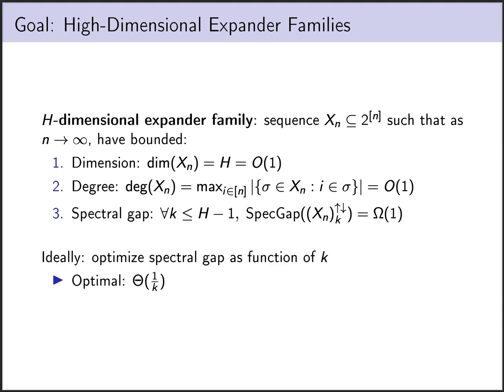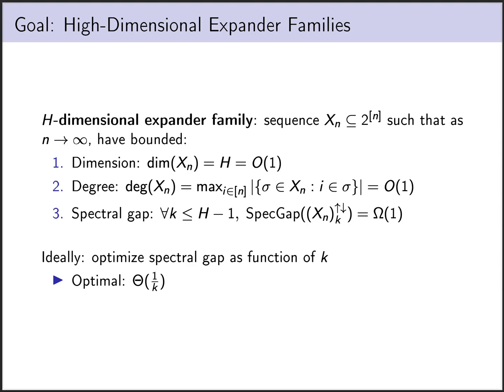Now again, paralleling the study of expander graphs, where we'll typically look for an infinite family of expanders, here we want to construct infinite families of high-dimensional expanders. So what this means is we want to construct an infinite sequence of simplicial complexes such that as the number of vertices goes to infinity, we have a constant dimension h, and then we have bounded degree, so a bounded number of faces containing any vertex, and we have a bounded spectral gap. So the spectral gap of all k-dimensional up-down walks is bounded below by a constant.